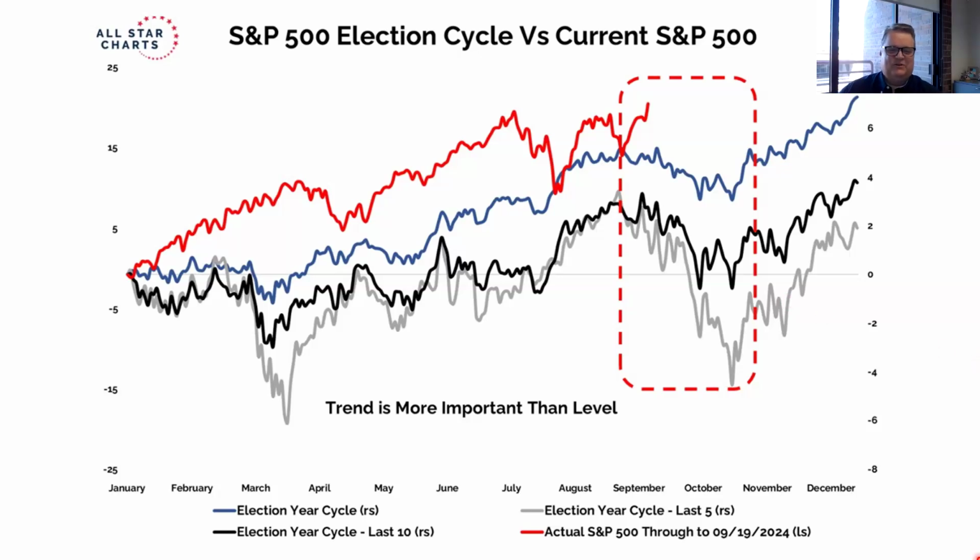So the gray line is the last 5 years. The black line right next to it is the last 10 years. And the blue line is this actual election year, and the red line is the S&P 500.